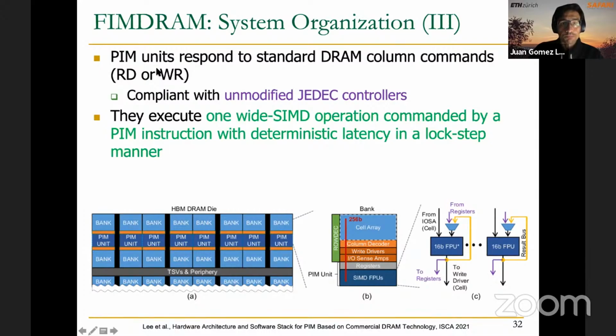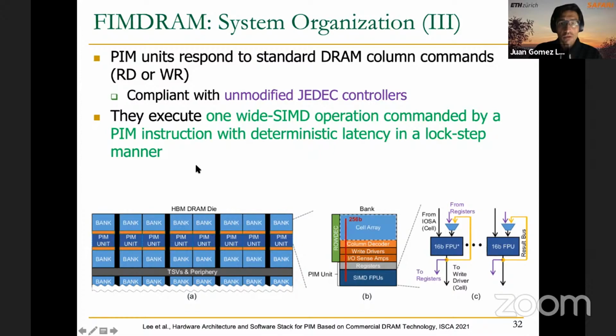So the PIM units respond to standard DRAM column commands, and actually the way you will see in later slides, the way instructions are issued on the pipeline is when the memory controller issues a DRAM command, either read or write. And this is good because this makes the FIMDRAM system compliant with JEDEC standards, and we can use modified JEDEC controllers to operate with FIMDRAM.